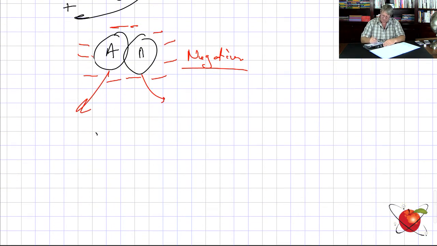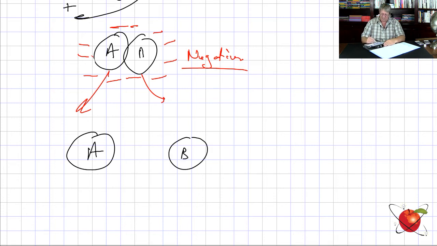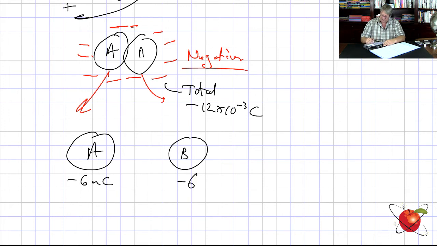We are left with, when we move them away, on A and on B. This was a total here of minus 12 times 10 to the minus 3 coulombs, or millicoulombs. What am I left with on this? Minus 6 millicoulombs, minus 6 millicoulombs. They split up equally, right? That's what we're left with. So we're left with two of these, both with negative charges.